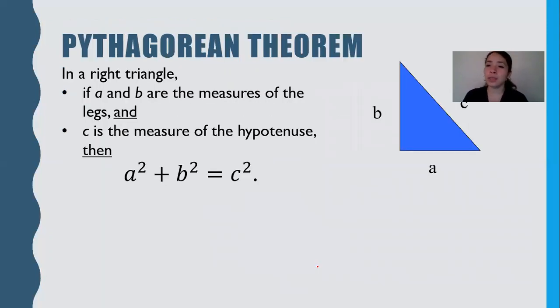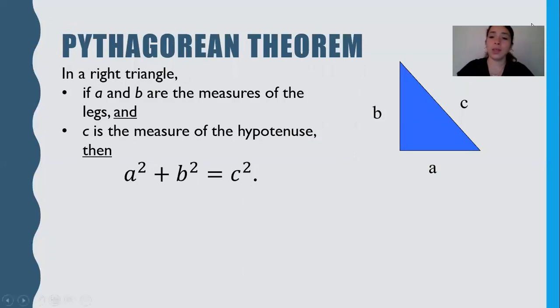Now that we know the names of the different parts of the right triangle, let's go ahead and look at the Pythagorean theorem. In a right triangle, if A and B are the measures of the legs, notice it tells me A is on this leg, B is on this leg. That tells us how long this is going to be, we just don't know those values yet. C is the measure of the hypotenuse. Let me just move my box because I can't see it. Okay, so C is on the hypotenuse.